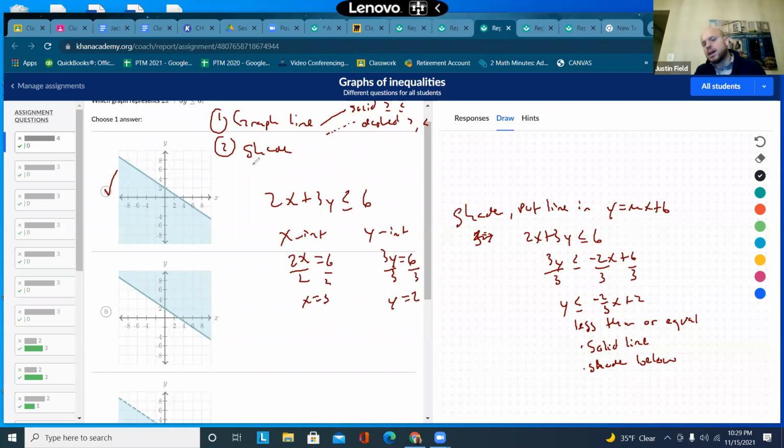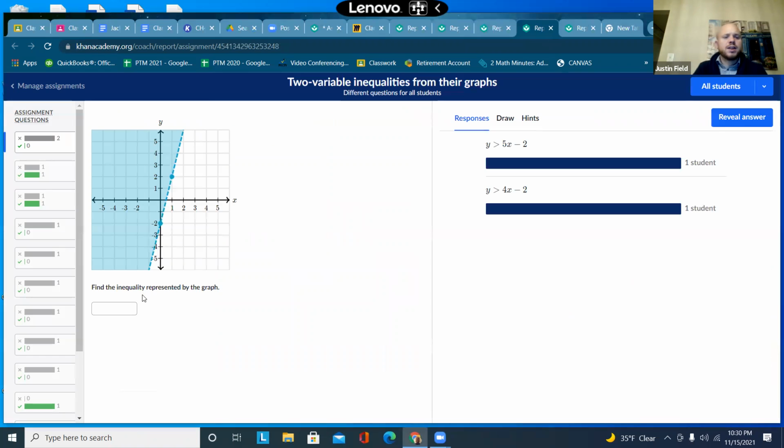But make sure you know how to do it all the way through, because, of course, I'm not giving you multiple choice on the quiz. I'm just going to give you the top question. So you're listening to me on this Edpuzzle and practicing that way, and you'll be fine. All right. Find the inequality represented by the graph.